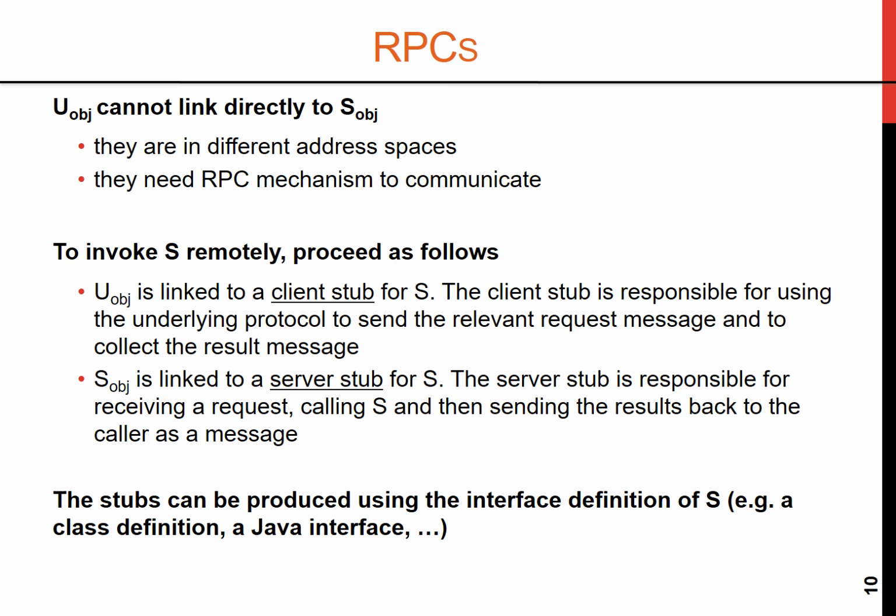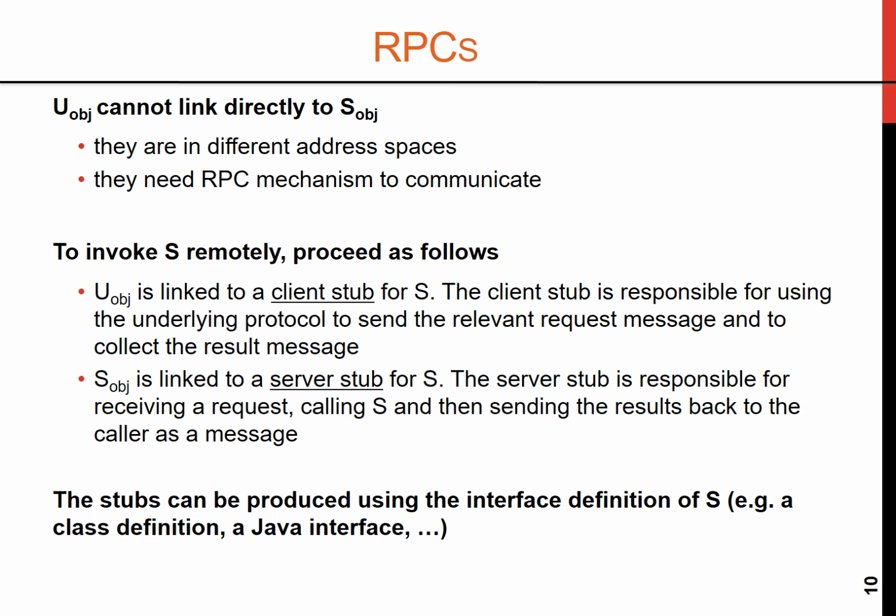But things get more complicated when classes are on different machines across a network. So in that case, our two classes exist in separate address spaces, and direct linking is just not possible. To bridge this gap between the user object on one machine and the service object on the other, we need an RPC mechanism. So this mechanism relies on the middleware to facilitate and enable communication between the two. So this is where stubs come into play. We create a client stub and a server stub. The user object is linked to the client stub, while the server object connects to the server stub.